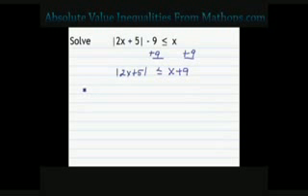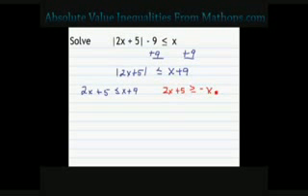Then I'll set up 2 problems. The first is just 2x plus 5 is less than or equal to x plus 9. For the second, I'll need to switch the sign and multiply x plus 9 by -1. The second problem is 2x plus 5 is greater than or equal to -x minus 9.